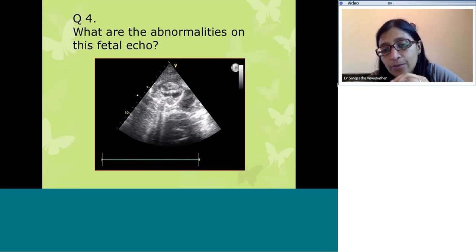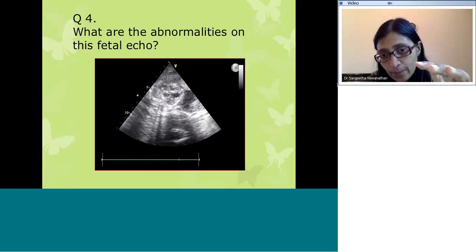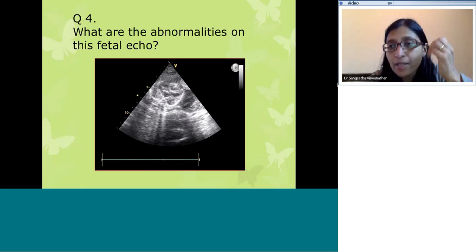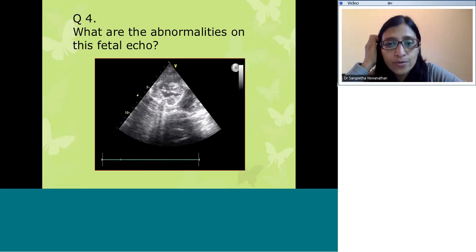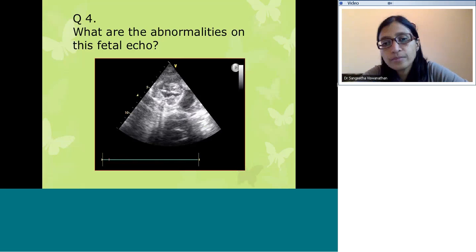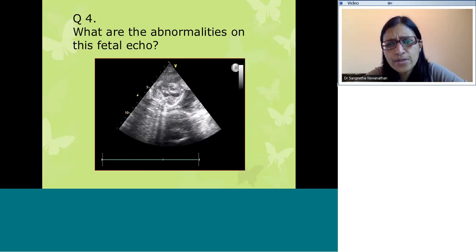Okay, let me just tell you, forget that this is an echo loop, okay? And just you are scanning this patient and this is exactly what you see. There is no delay in this echo loop. This is exactly what you're seeing. What do you notice is very striking for a fetal heart?